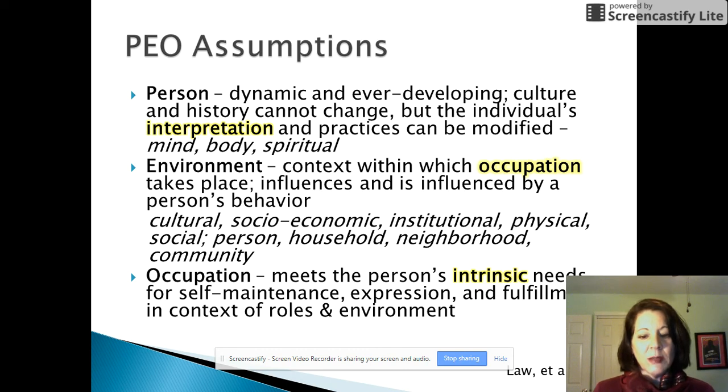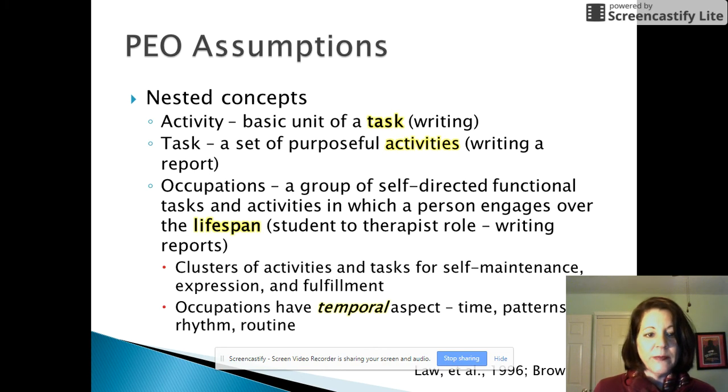Occupation, we look at that as meeting the person's intrinsic needs for self-maintenance, expression, and fulfillment in the context of roles and environment. So again, a very broad definition. And it doesn't tell us whether the person is engaged in occupations by specifically doing, or can they observe? Can they be directing a particular occupation?